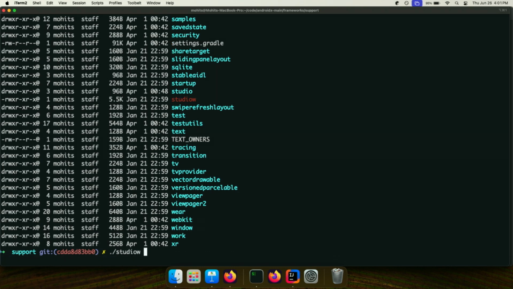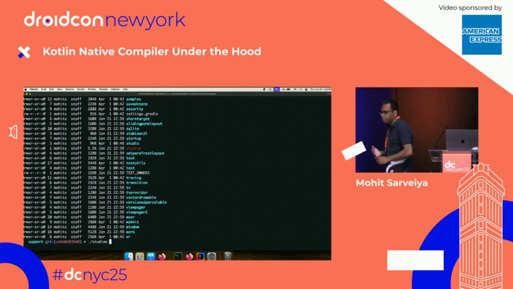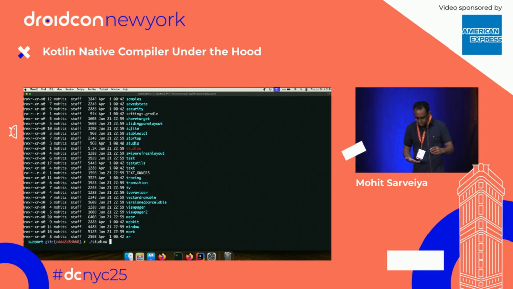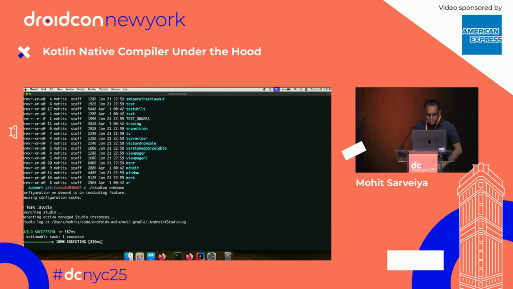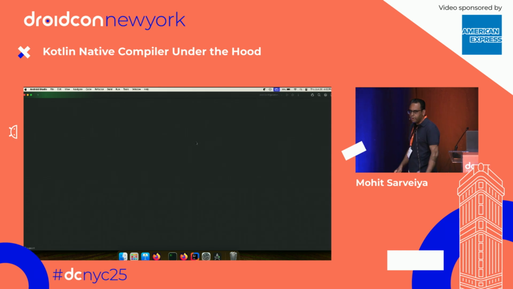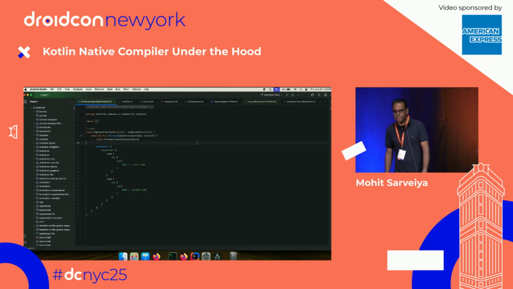See that? There's a script in there called Studio W. You'll see right there at the bottom. If you want to be able to open up the source code for any library, you could add it in as an option to that script. So if I want to do Studio W compose, it's going to open up Android Studio with the compose source code checked out.